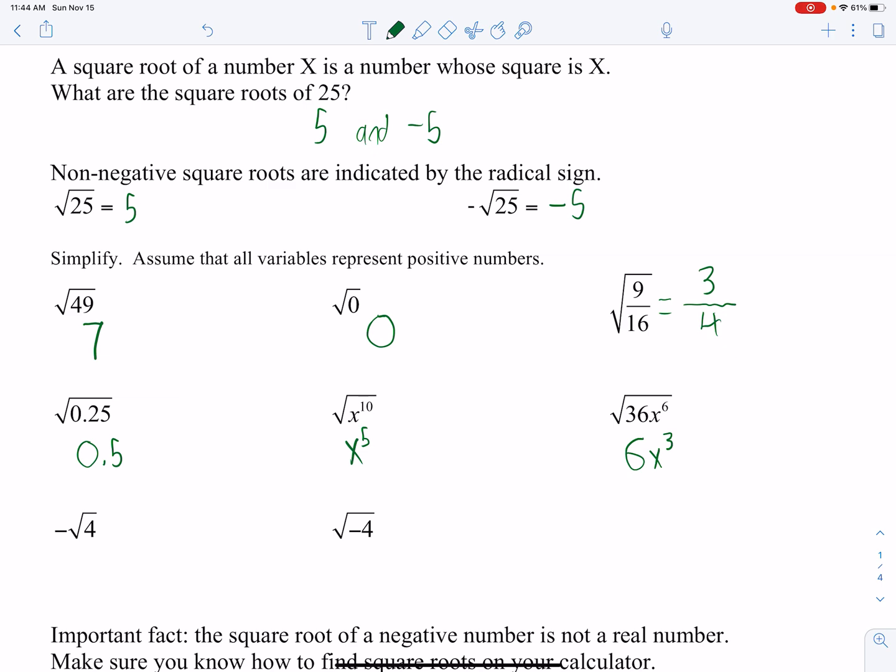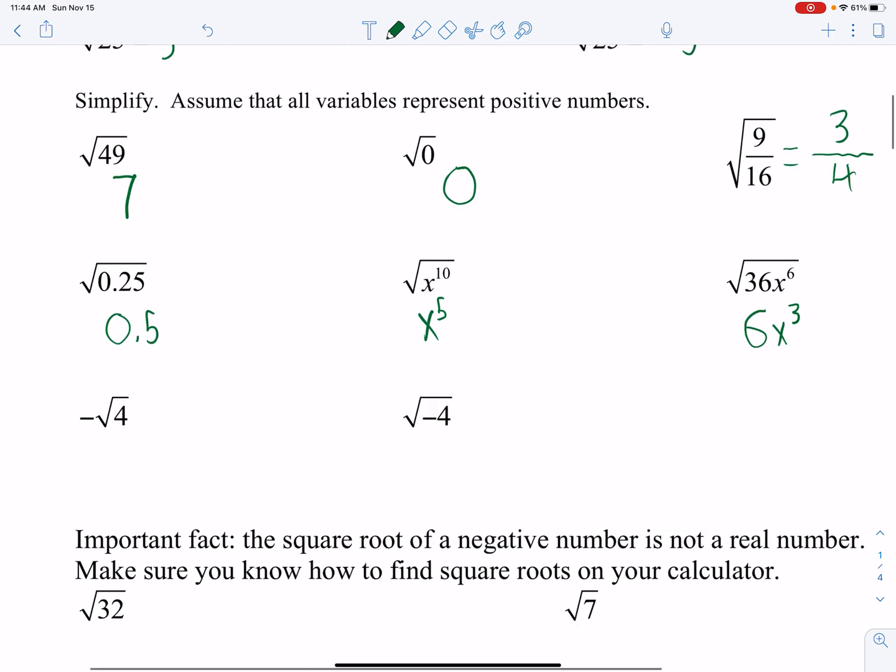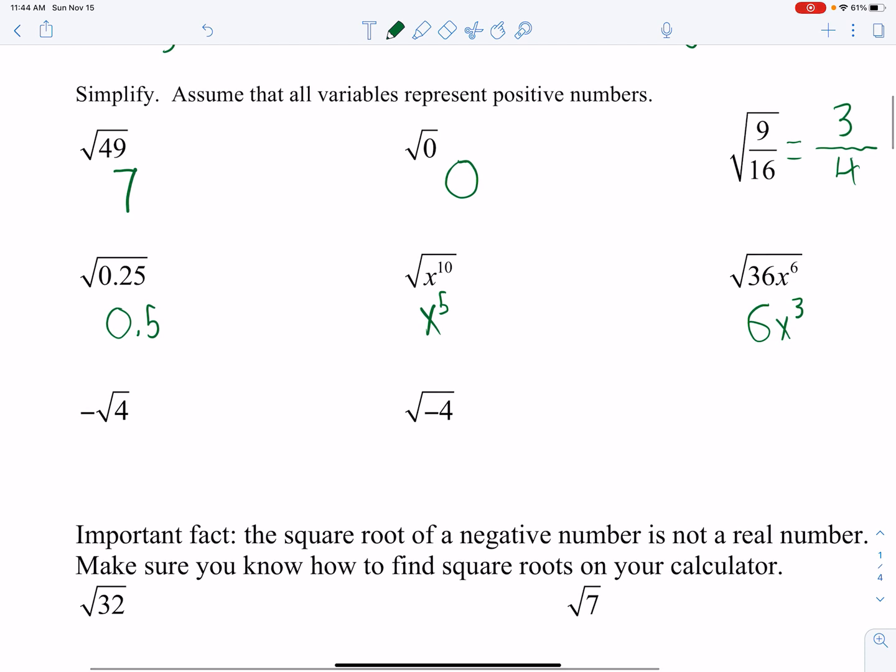Now, I really want to make sure you understand the difference between the next 2 expressions. The first one says negative square root of 4, which would be negative 2. When the negative sign is under the square root like the next one, that one's asking us to find the square root of negative 4. It's saying what positive number multiplied by itself gives us negative 4. And there is no positive number that you can multiply by itself and get negative 4. So here we just have to say not a real number.